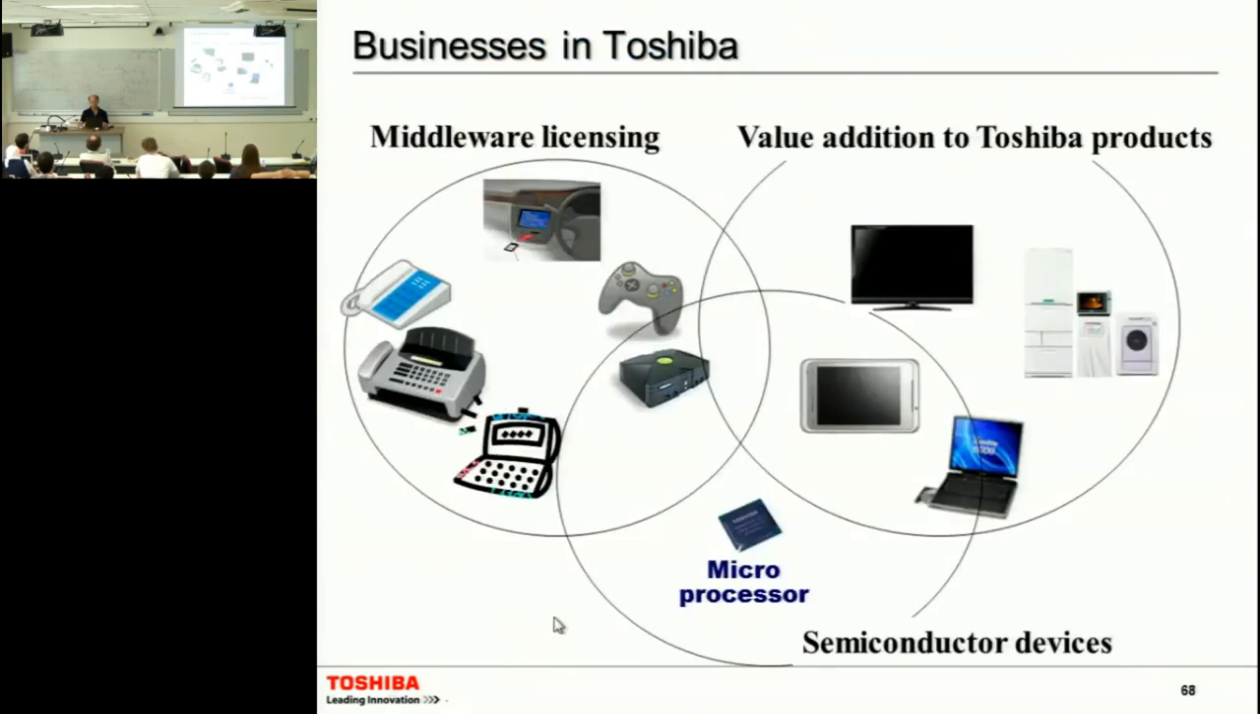And so as a business in Toshiba, we have a middleware licensing business to navigation manufacturers or car manufacturers or game manufacturers or e-dictionaries or telephone. And we apply TTS to Toshiba products, like a TV, fridge, or other home appliances, and laptop PC. And we have a microprocessor embedded with TTS and SR middlewares.